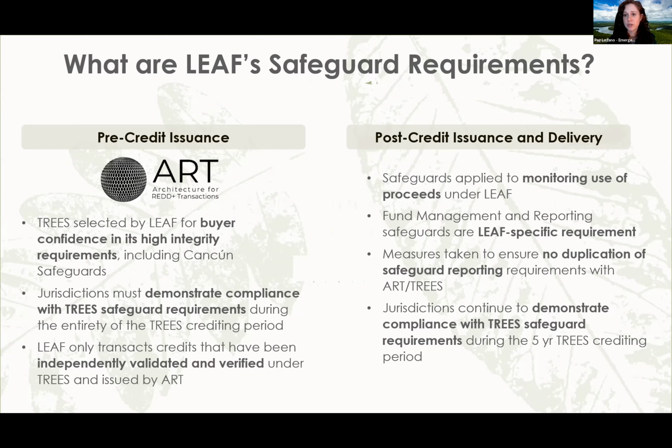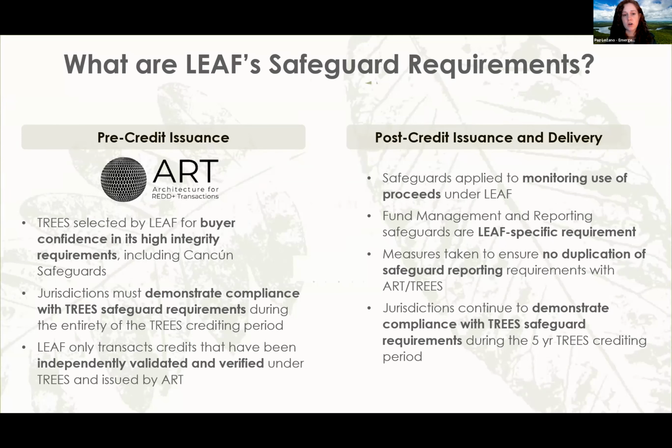Post-credit issuance and delivery, so once the jurisdiction has actually demonstrated they met the requirements, they've issued credits, and they've delivered those credits, we've paid them, then there's a different set of safeguards that comes in, and this is actually what is really specific to LEAF. Like I said, the first phase is really governed by ART, but we do require that jurisdictions effectively participate in the ART program.